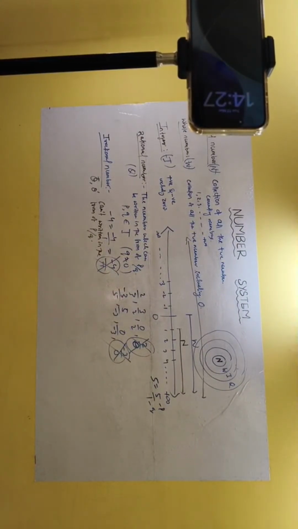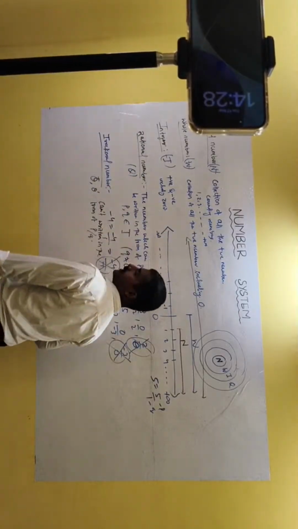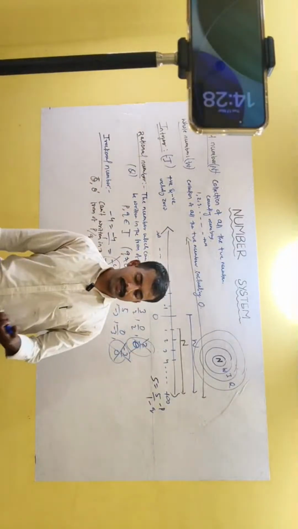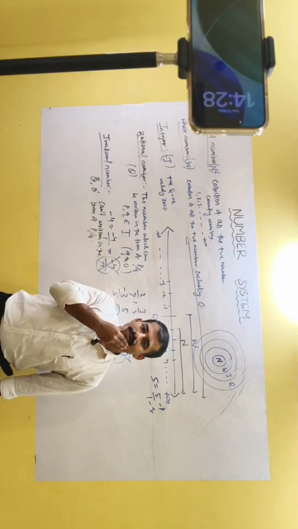We will continue. Okay, is that clear or not? Then next comes the irrational number. Next comes the irrational number.